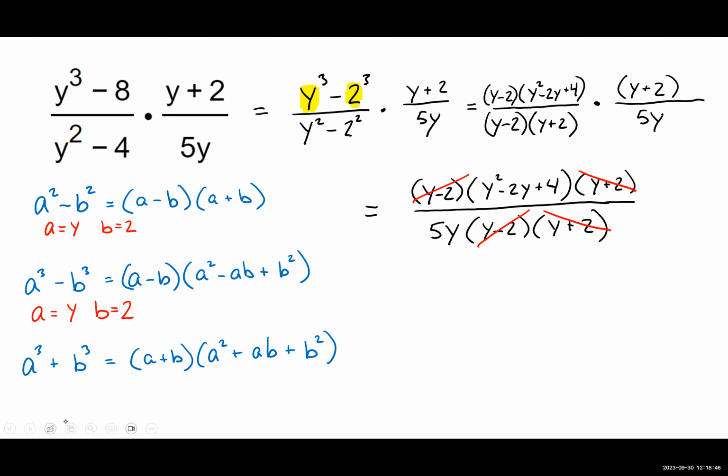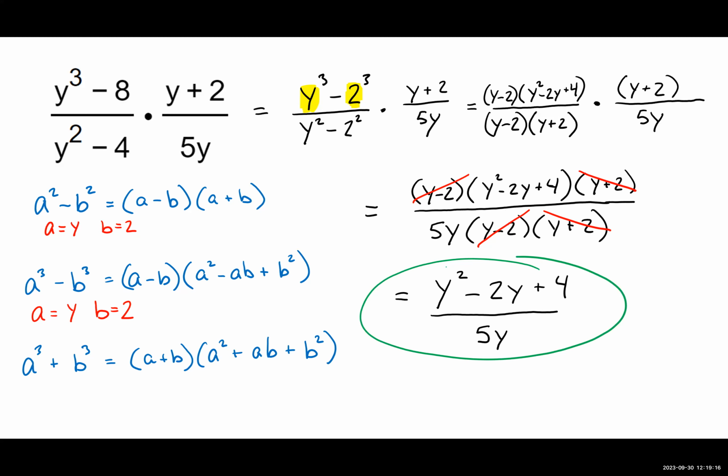Once everything is factored and all of the common factors are canceled off, whatever's left is our simplified answer. Y squared minus 2y plus 4. We no longer need the parentheses because everything that was being multiplied by actually canceled off on top. And we've got a 5y on the bottom. So this would be our final answer.